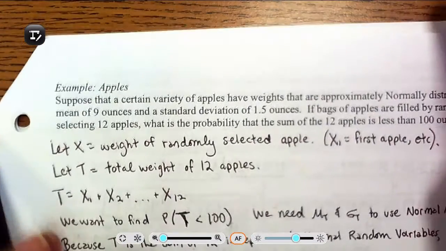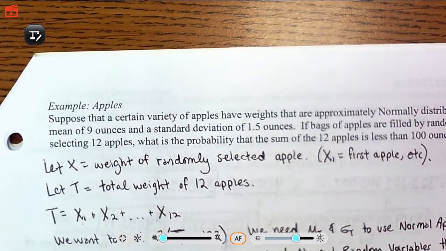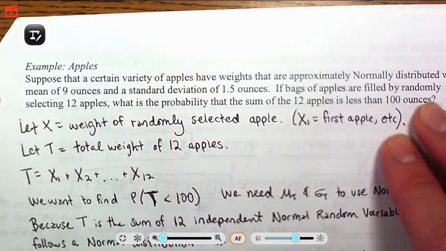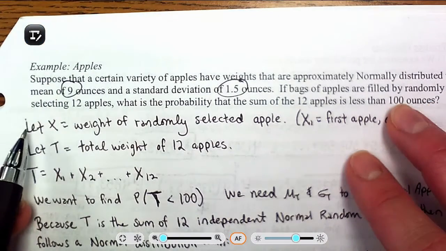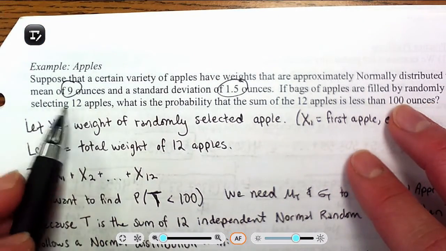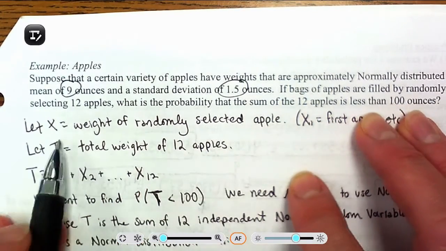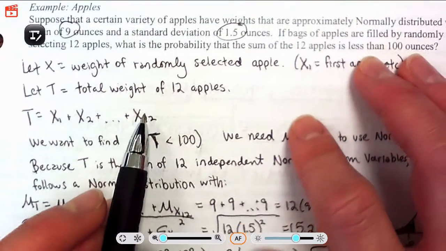Suppose that a certain variety of apples have weights that are approximately normally distributed, with a mean of 9 ounces and a standard deviation of 1.5 ounces. If bags of apples are filled by randomly selecting 12 apples, what is the probability that the 12 apples weigh less than 100 ounces?